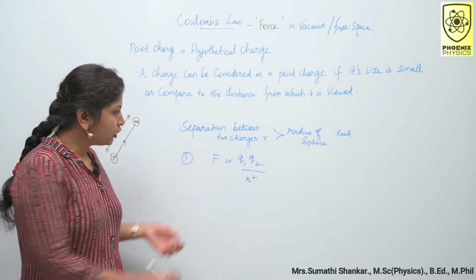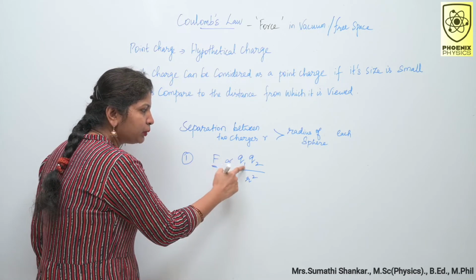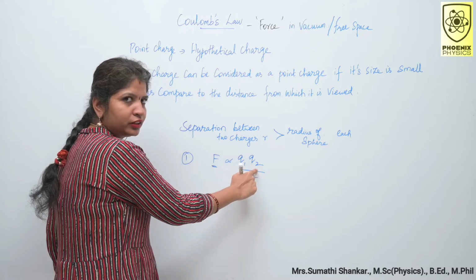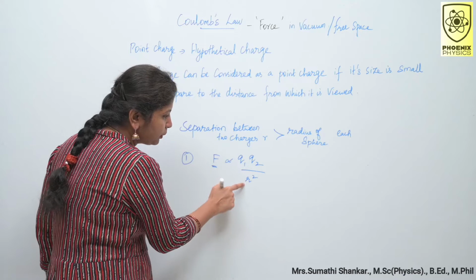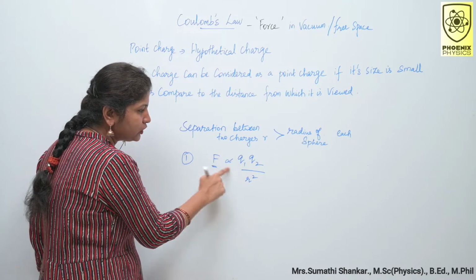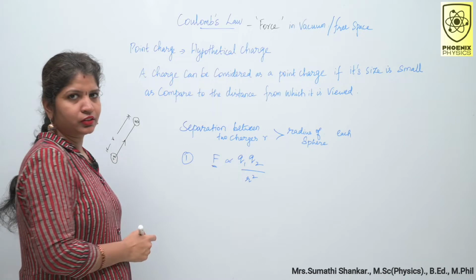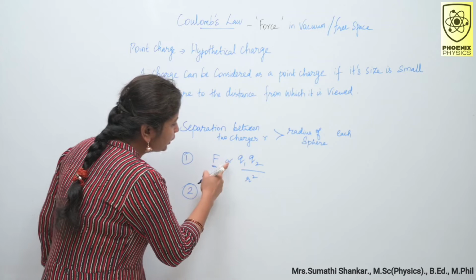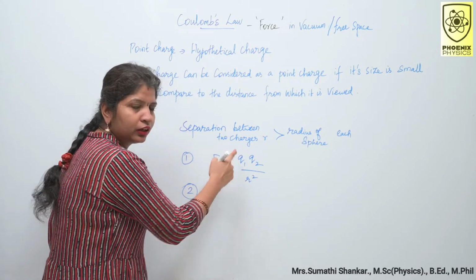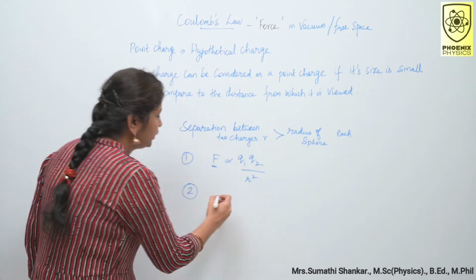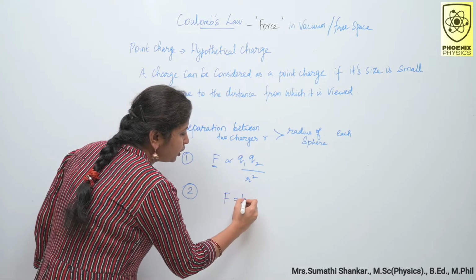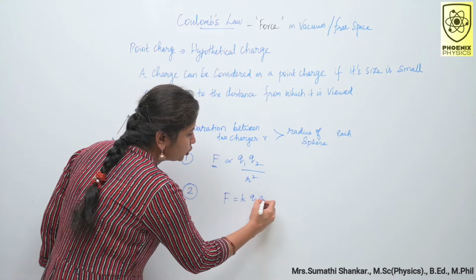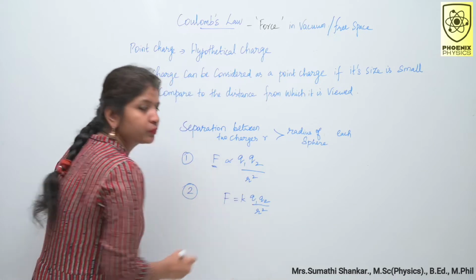The electrostatic force is directly proportional to the product of the magnitudes of the two charges and inversely proportional to the square of the distance between the two charges. Now, second point, to remove this proportionality symbol, I have to introduce one constant. Here, K is a proportionality constant. So, F is equal to K Q1 Q2 by r square.